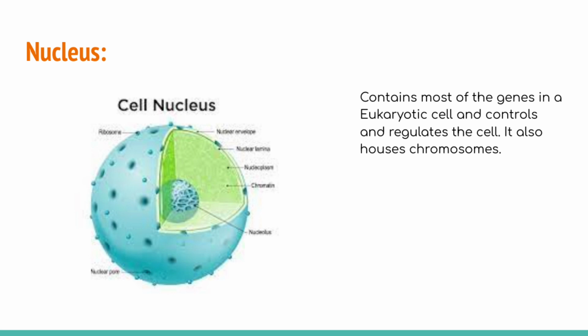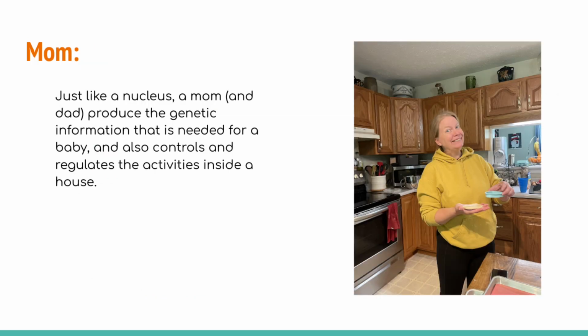The nucleus contains most of the genes in a eukaryotic cell and controls and regulates the cell. It also houses all of the chromosomes in the cell. Basically, this just controls everything in the cell and keeps them in check. Representing the nucleus of our house is Audrey's beautiful mother who, like a nucleus, produces and keeps the genetic information needed for the house while also controlling and regulating the activities going on inside of the house.